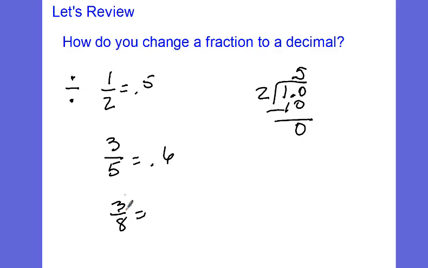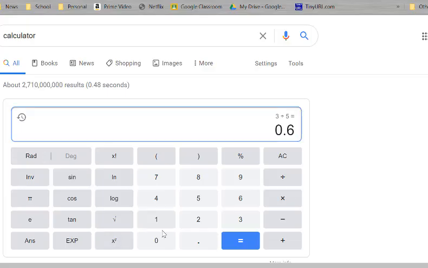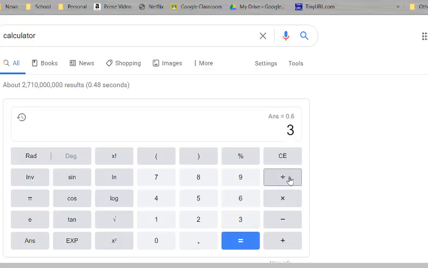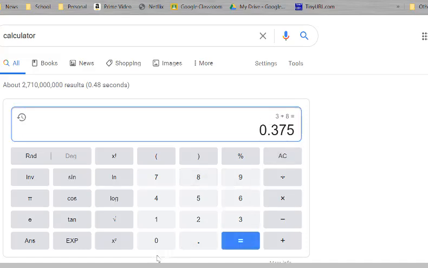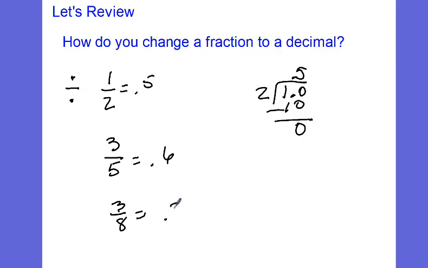Well, what if I gave you something like, let's say 3/8. And we may end up doing some of these later, so just kind of be prepared for that. So what if I gave you 3/8? Well, 3/8 is not necessarily the easiest one. So 3 divided by 8. And you get a little bit longer of an answer, 0.375. So 0.375.